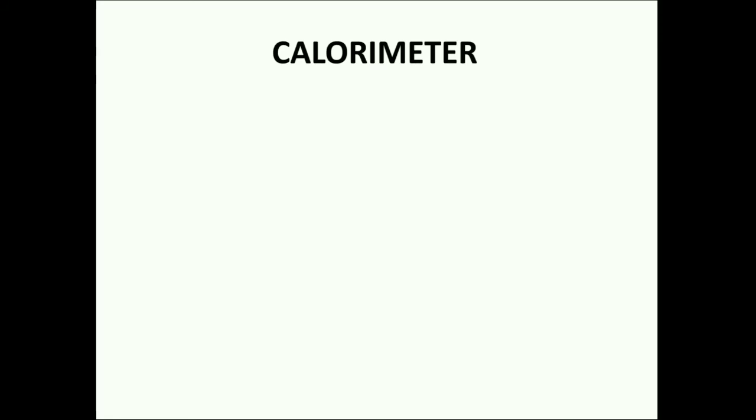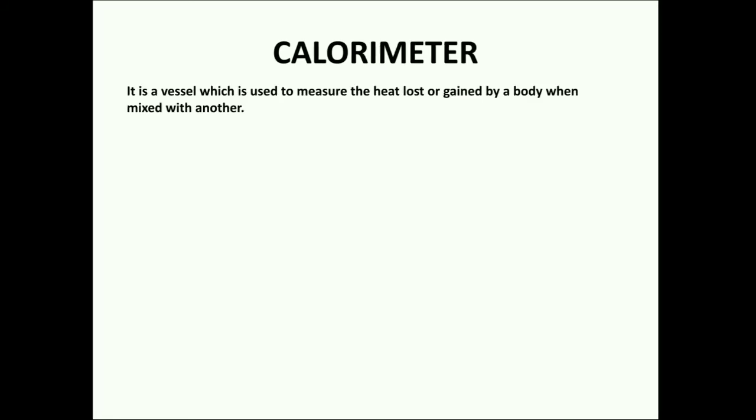Now next we have the calorimeter. Calorie means heat, meter means measurement, so it has something to do with the measurement of heat. Now the definition is given. It is a vessel which is used to measure the heat lost or heat gained by a body when mixed with one another. Now what does it mean? Suppose there are two bodies with different amounts of heat, and if they are mixed, the cold body will gain the heat energy and the hot body will lose the heat energy.